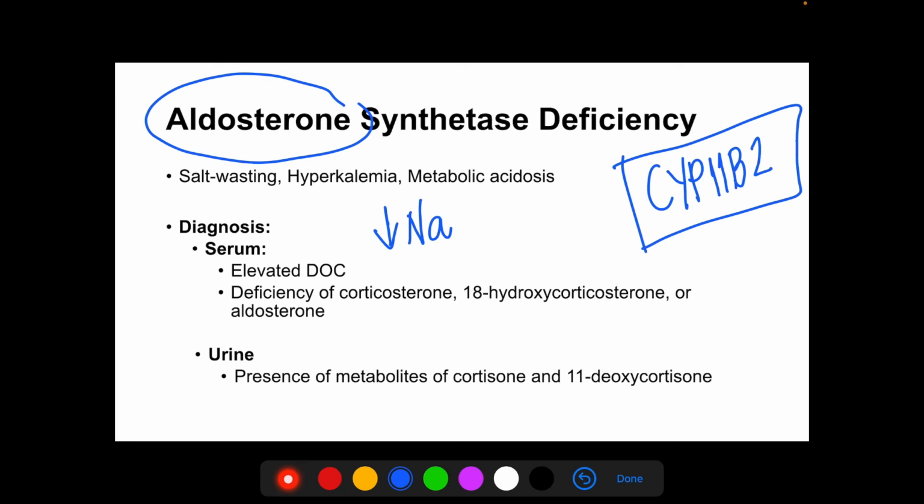So if there is this aldosterone synthase or synthetase deficiency, then what will happen is aldosterone production will also be impaired. So there will be decreased aldosterone. So nothing now will reabsorb sodium. That's why there is salt wasting. And also, there is hyperkalemia or increased potassium because there is no aldosterone, there is nothing that will excrete the potassium. And because of this hyperkalemia, it will result to metabolic acidosis.